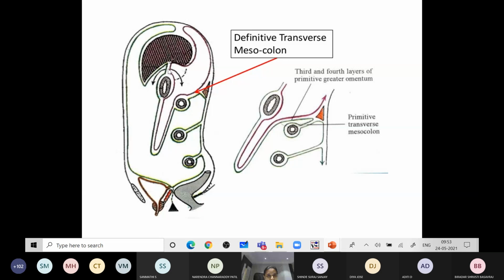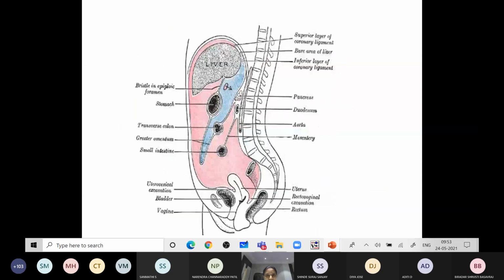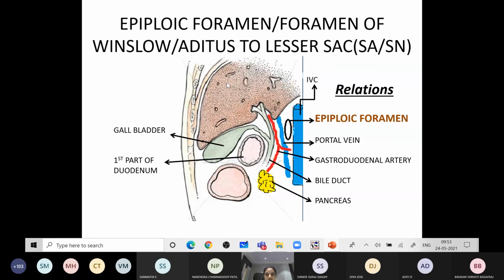Here you can see this is the right free margin of the lesser omentum. This is the epiploic foramen, through which the greater sac communicates with the lesser sac. This whole thing is the lesser sac. The pink area is the greater sac, the blue area is the lesser sac. This is the epiploic foramen. The epiploic foramen may be asked as a short answer or short note, so you should know the relations.